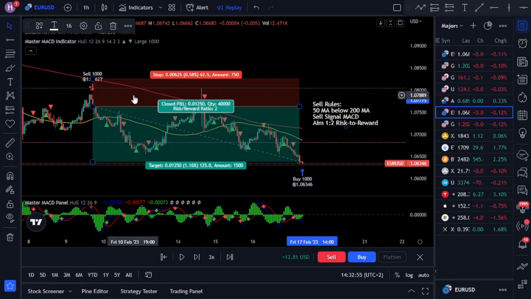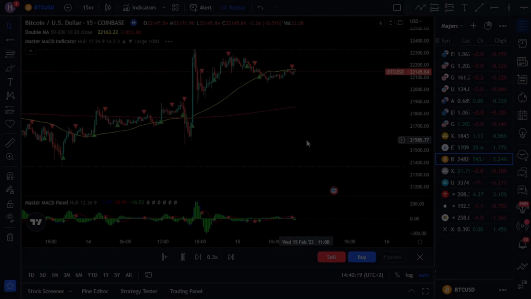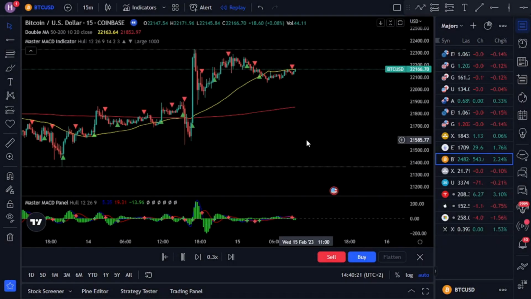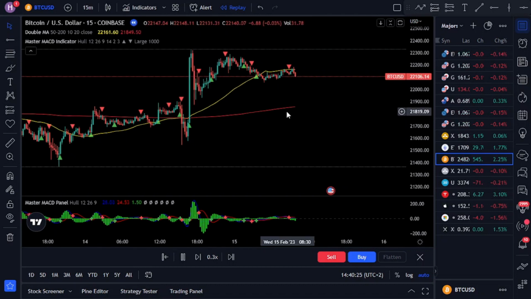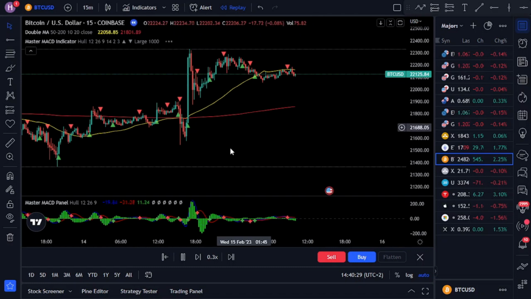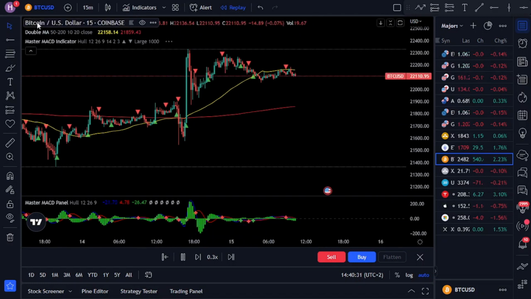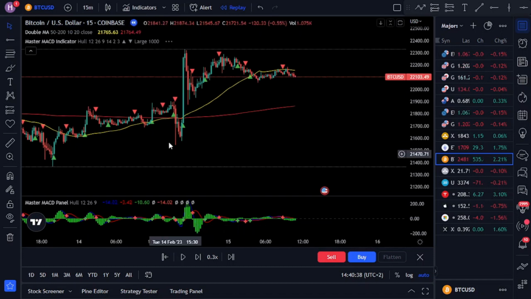One of the questions that we get the most is, can the trading strategy and indicators be used for trading cryptocurrencies? And the answer is absolutely yes. Next, we have an example on the Bitcoin USD on the 15-minute time frame. What you will see is that the 50 moving average is currently above the 200 moving average, meaning we are only taking buys or long trades.